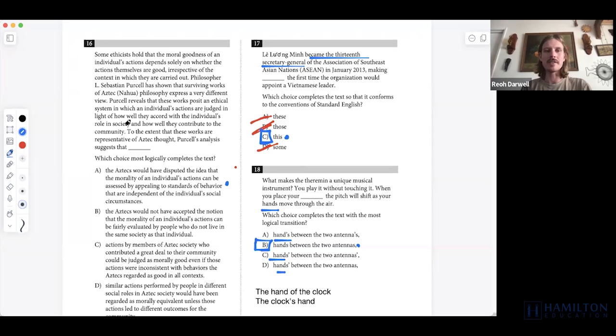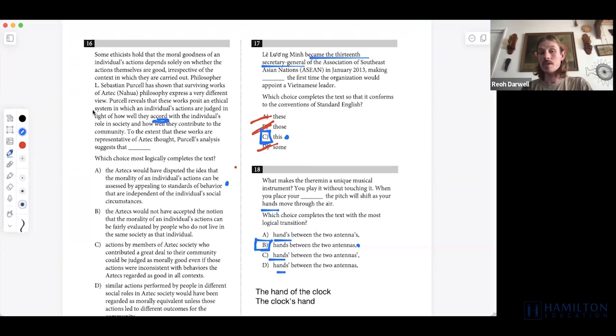But philosopher L. Sebastian Purcell has shown that surviving works of Aztec or Nahua, I don't know why they say Nahua there, but then they just leave it as Aztec. And also the Aztec called themselves Mexica. Either way, Aztec philosophy expresses a very different view. Purcell reveals that these works posit an ethical system in which an individual's actions are judged in light of how well they accord or agree with. Okay, here's a vocab word that we need to know in order to make sense of this passage. It's not word in context, but we need vocab. Accord with the individual's role in society and how well they contribute to the community.